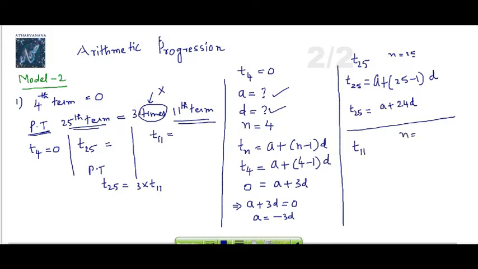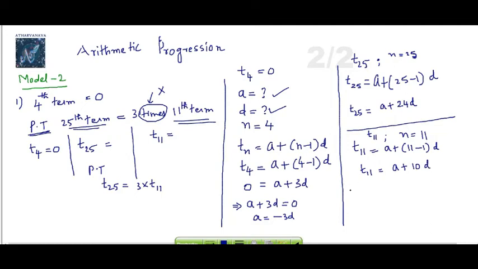Now, what about 3 into T11? We will do that later. We'll just finish this process of finding the terms individually. Let it be in terms of A and D, but we will just find them. Then T11 is equal to A plus 11 minus 1 into D. So it will become T11 is equal to A plus 10D. Over.